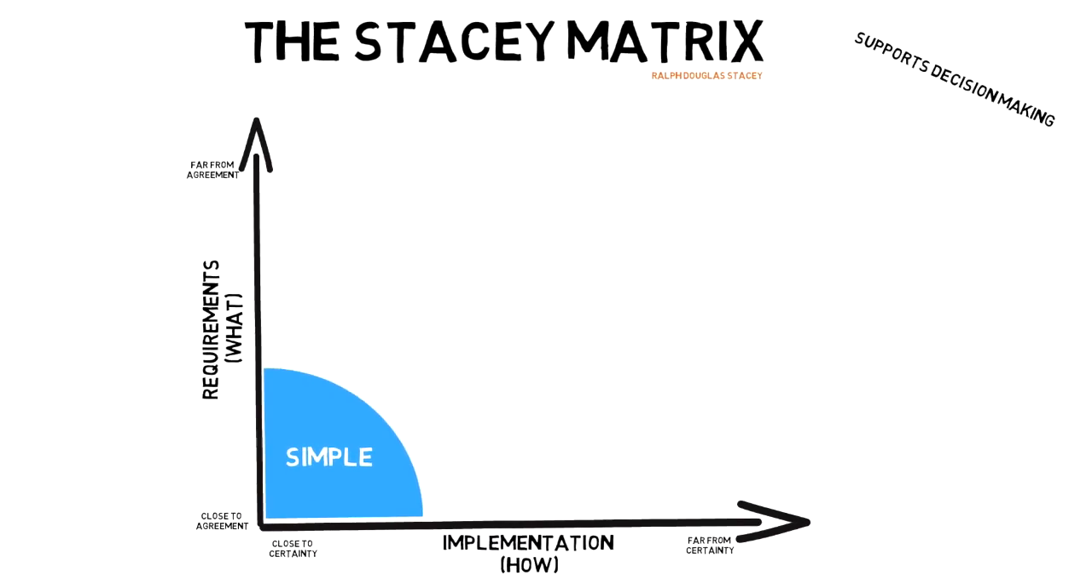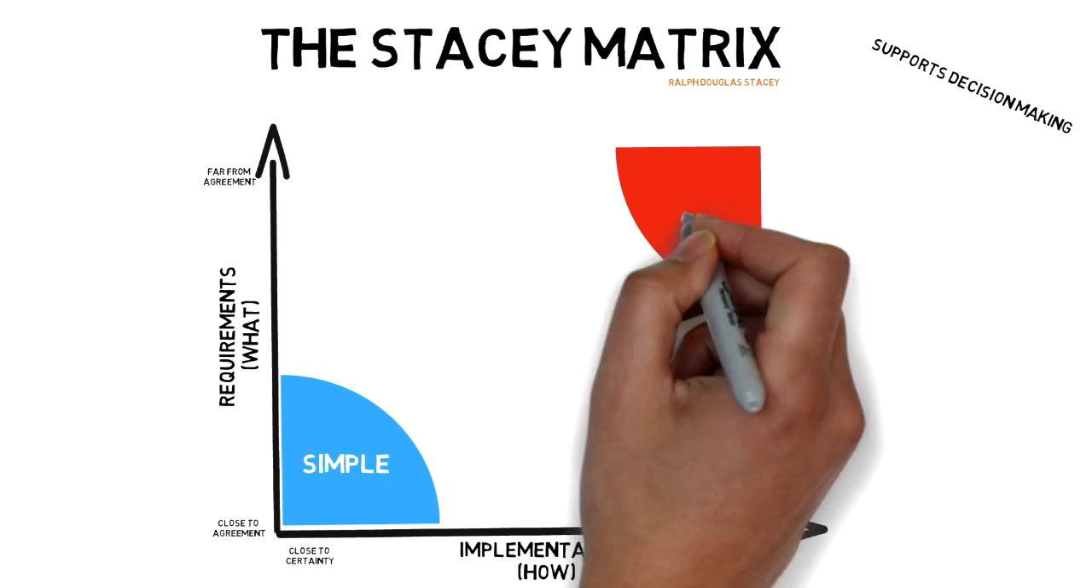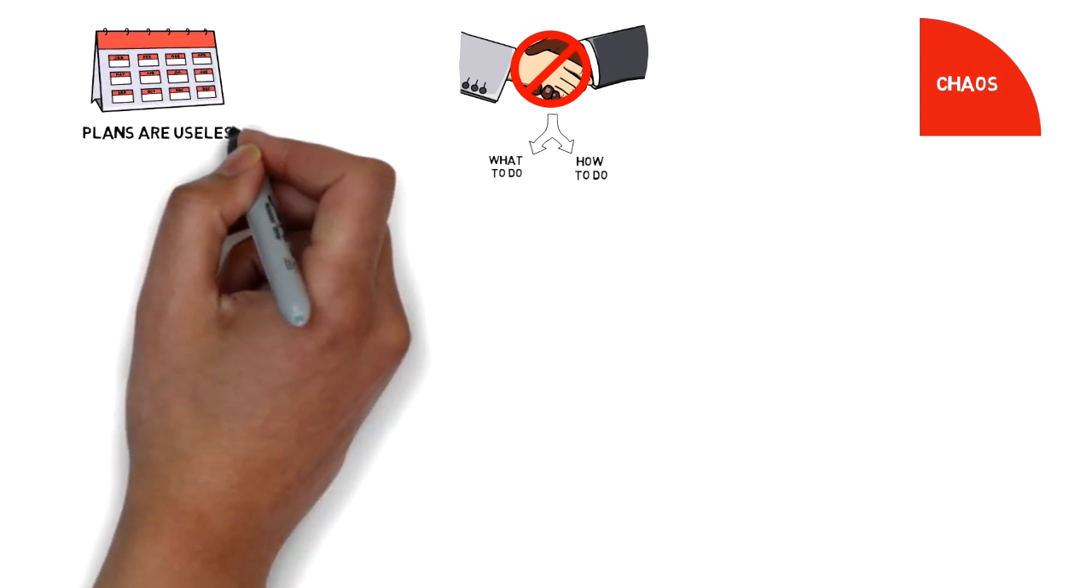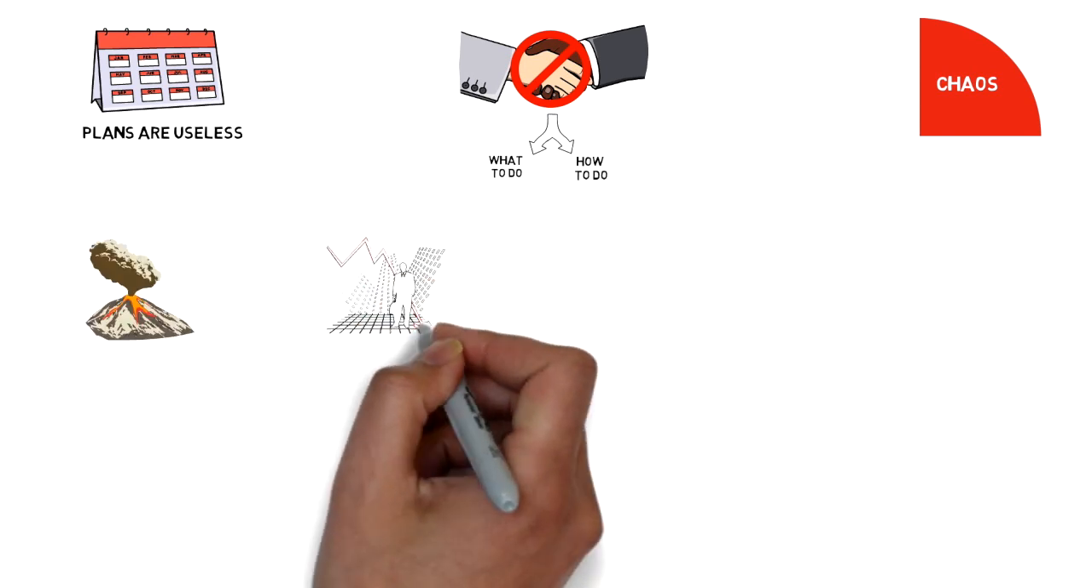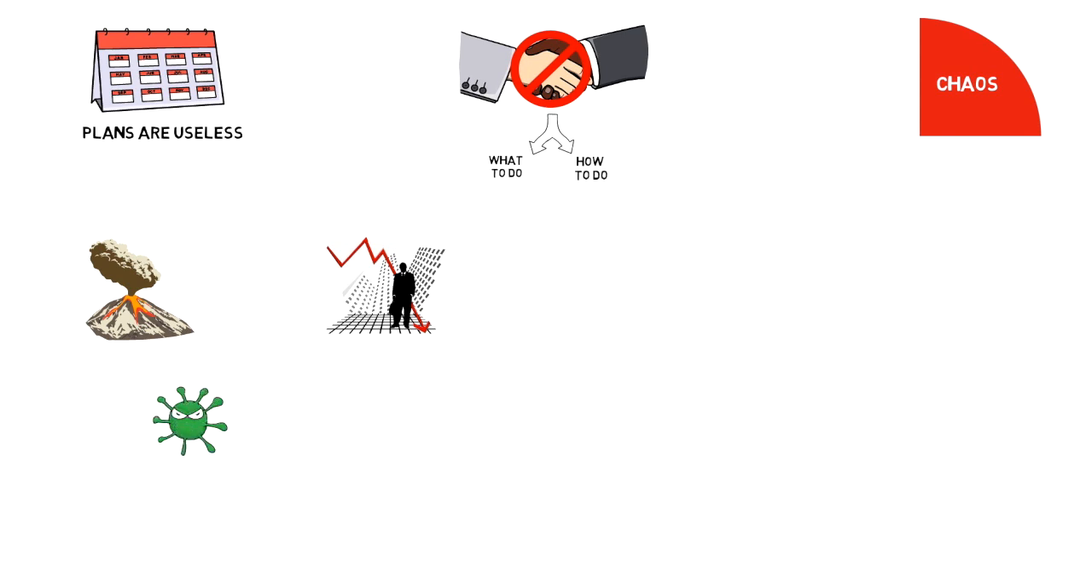At the other side of the matrix, this is the chaos area. In this area, there is no agreement on what we want to do and no certainty on how to do things. Plans are useless. We can observe two situations in this area. Either we are in chaos because of, for example, a natural disaster, stock markets going down, or the coronavirus hitting our planet, and it's a general panic. We don't really know what to do nor how to do things.